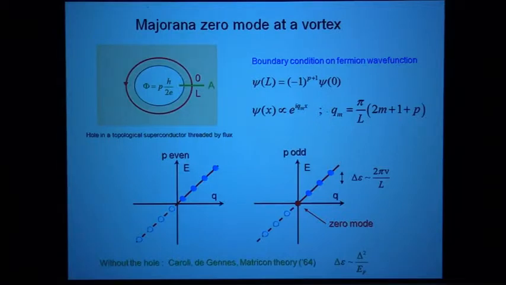Okay, and so a vortex in a two-dimensional topological superconductor binds a Majorana zero mode. That is one of these discrete Majorana zero modes. Of course, you don't have to drill the hole in the superconductor. If you have a type 2 superconductor which supports vortices, then this can happen by itself.